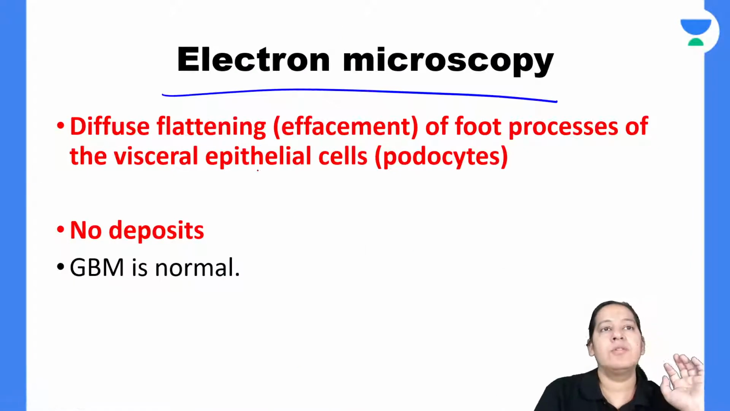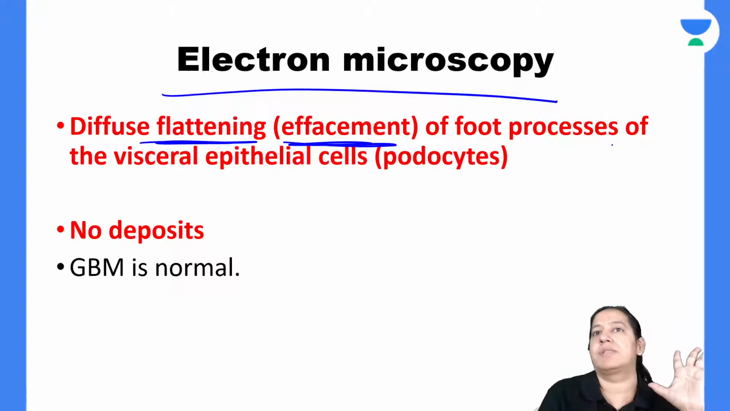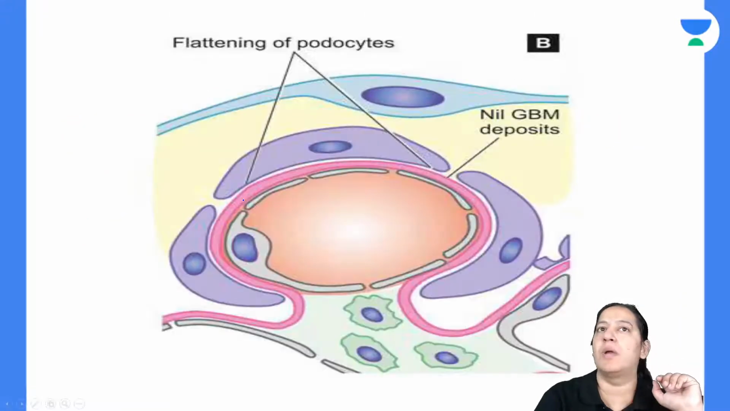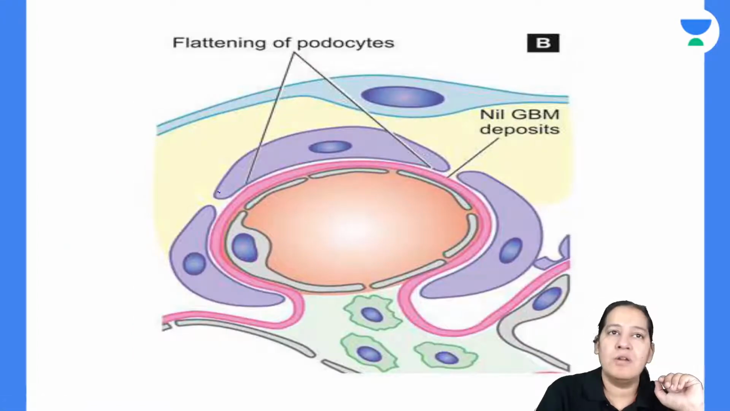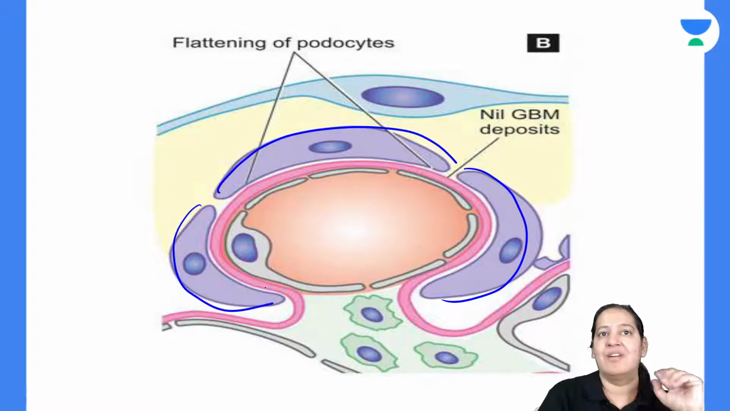Have you got it? So there is diffuse flattening or effacement of the foot processes of the visceral epithelium, that is the podocyte. But there are no deposits and the GBM is normal. Basement membrane. See this diagram. Can you see it is flattened? There are no feet. This one is flattened. This one is flattened. Can you see the flatness? But there are no deposits.